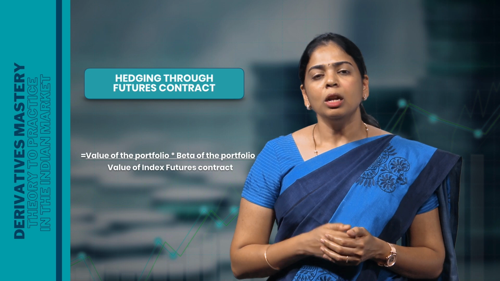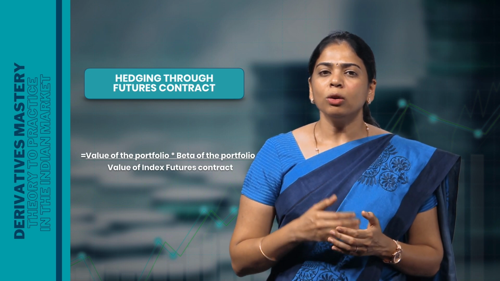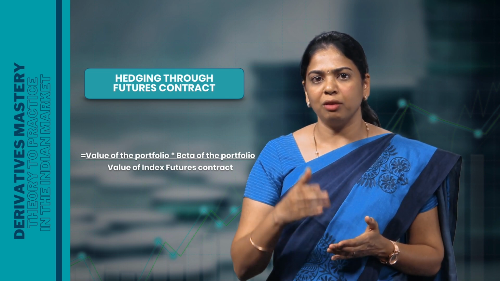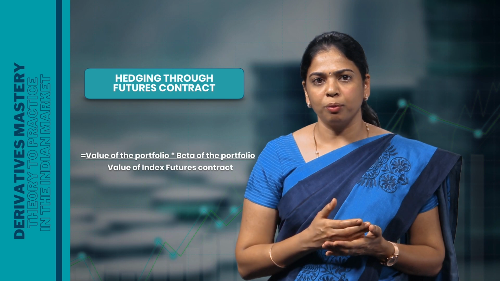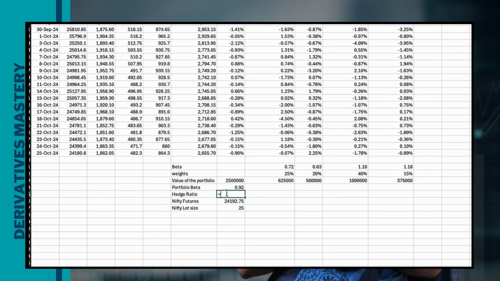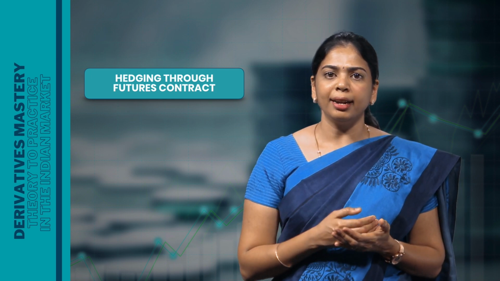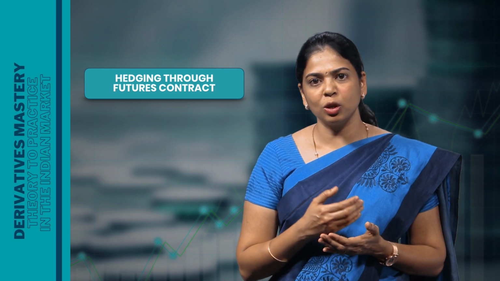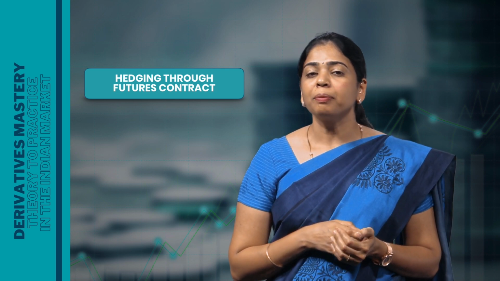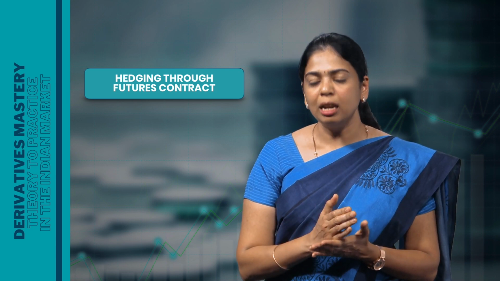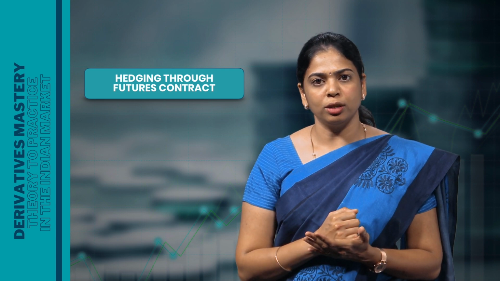So for our example, with a 25 lakh portfolio, a beta of 0.92 and a Nifty future price of 24,192.75 as of October 25, 2024, let's plug in the values in the formula. 25 lakh into 0.92 divided by 24,192.75 gives us 95.6 units. So by plugging the values in the formula, we calculate the hedge ratio to be 95.6 units of Nifty 50. This means that to hedge a portfolio worth 25 lakhs with a beta of 0.92, we would need to sell 95.6 units of Nifty futures.